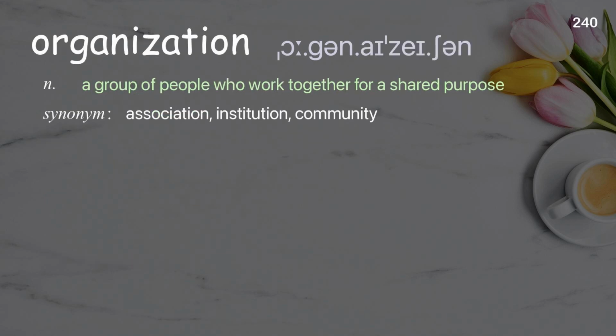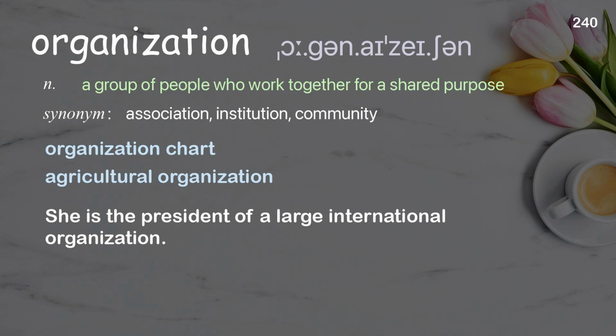Organization. A group of people who work together for a shared purpose. Examples. Organization chart. Agricultural organization. She is the president of a large international organization.